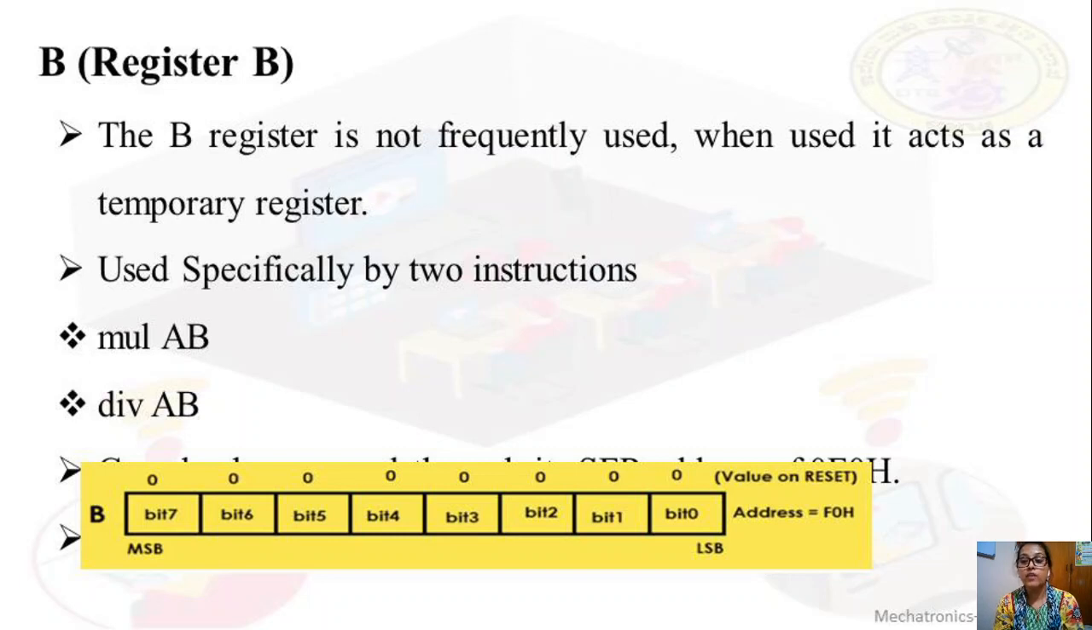So it is also called the auxiliary register, to store the temporary results. ACC means accumulator register, B means register B.